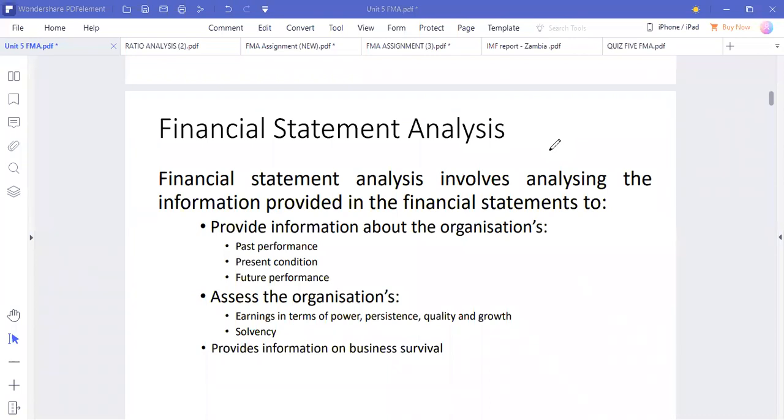So there's what we call trend analysis, and the analysis we're going to look at. Then this also helps to assess, using ratio analysis, the solvency of an organization, their ability to meet their debt obligations, and finally, to also ascertain their survival, how the firm is able to produce excess revenues over expenses.